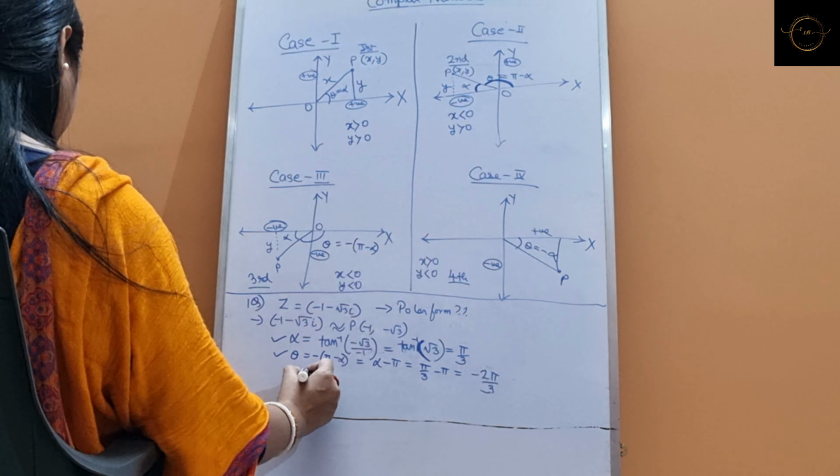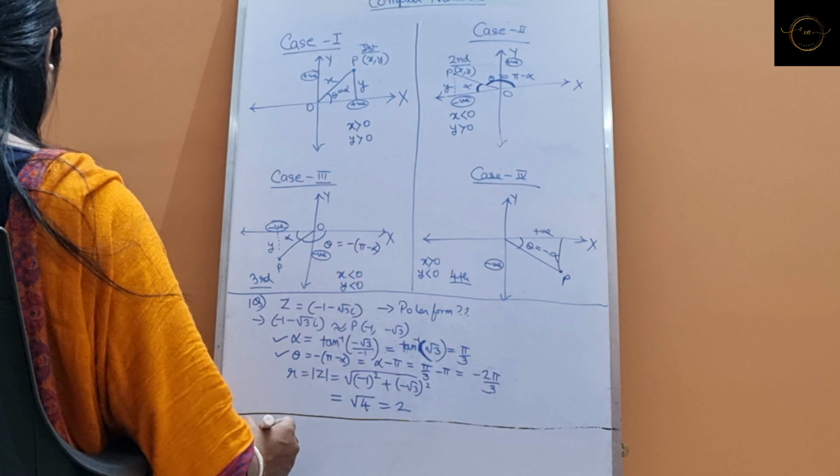And also what is r? r is equal to mod z, that is equal to under root of minus 1 whole square plus minus root 3 whole square. So what will we get? This will be equal to under root of 4, that is equal to 2.